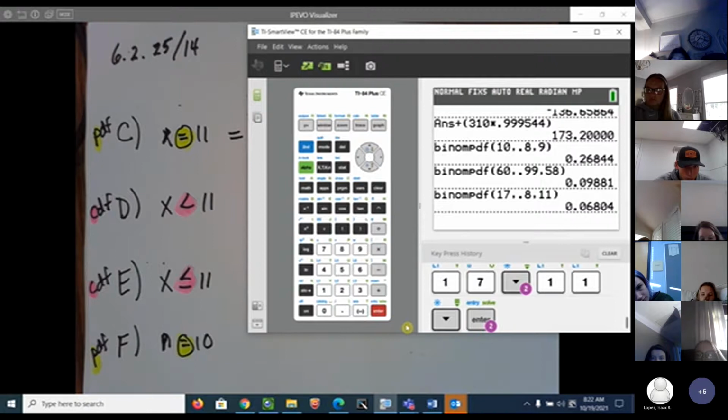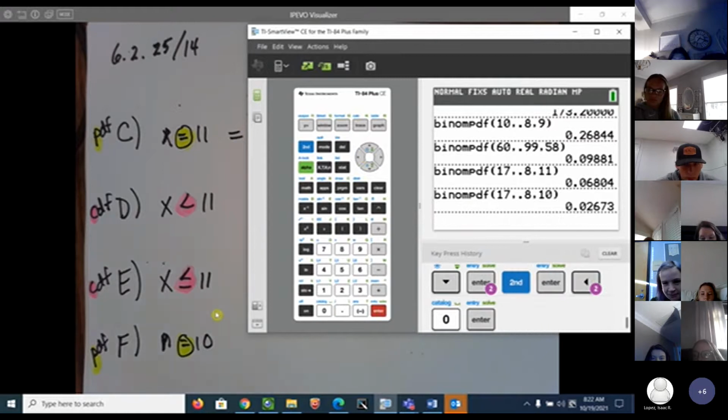Since we're doing PDF, let's go ahead and do 10. Second enter, and I'm going to change that to 10. 0.0267.